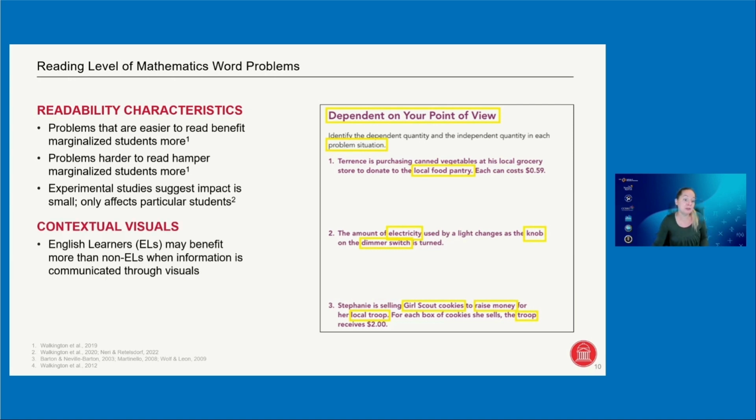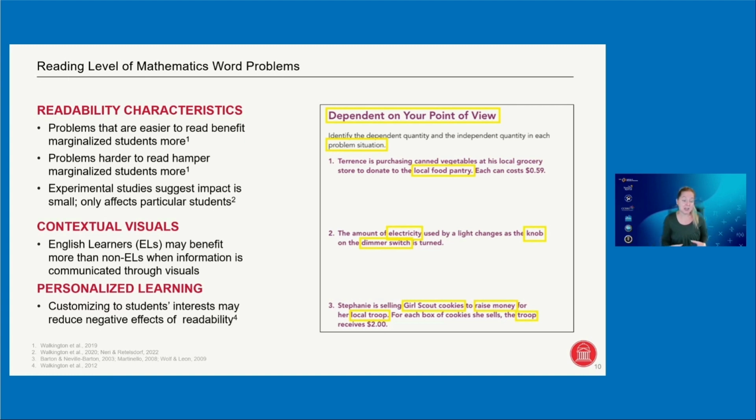We've also looked at contextual visuals in some of our research. Other research has suggested that English learners may benefit more than non-English learners when information is communicated through visuals. Finally, personalized learning suggests that customizing problems to students' interests may reduce the negative effects of readability. So students have an easier time reading about things that they're familiar with and interested in.